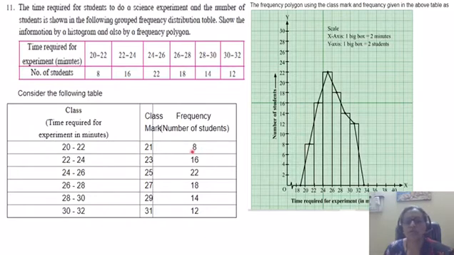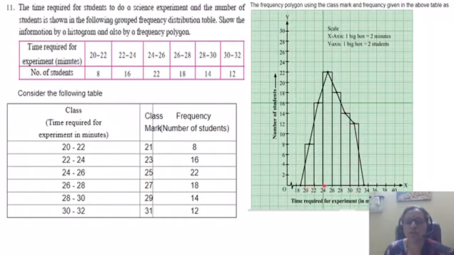But now first let us observe the histogram. So it is 20 to 22, draw a column over here, 8. 22 to 24, it is 16. 24 to 26, it is 22. 26 to 28, it is 18. 28 to 30, it is 14. And 30 to 32, it is 12. So this is your frequency.